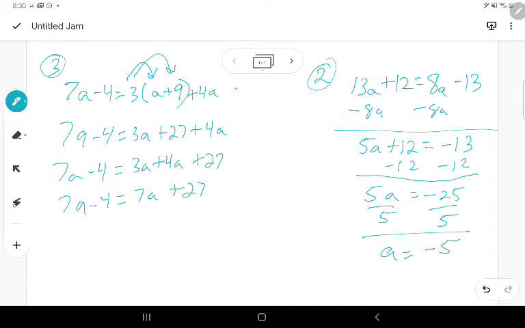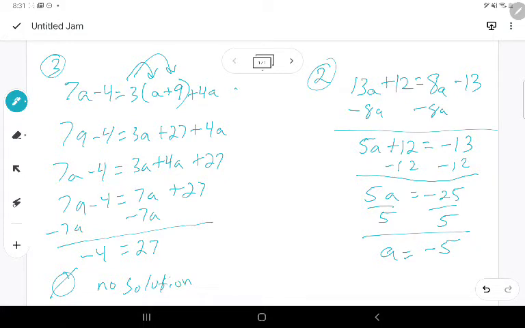And then I want to move the variable again because I have the same variable on each side of the equal sign. So I subtract 7a from both sides, and I get negative 4 equals 27. Well, negative 4 does not equal 27. So I can either just put this symbol, or I believe in the multiple choice, it says no solution. All right, and then let's erase this one. We're done with this one.